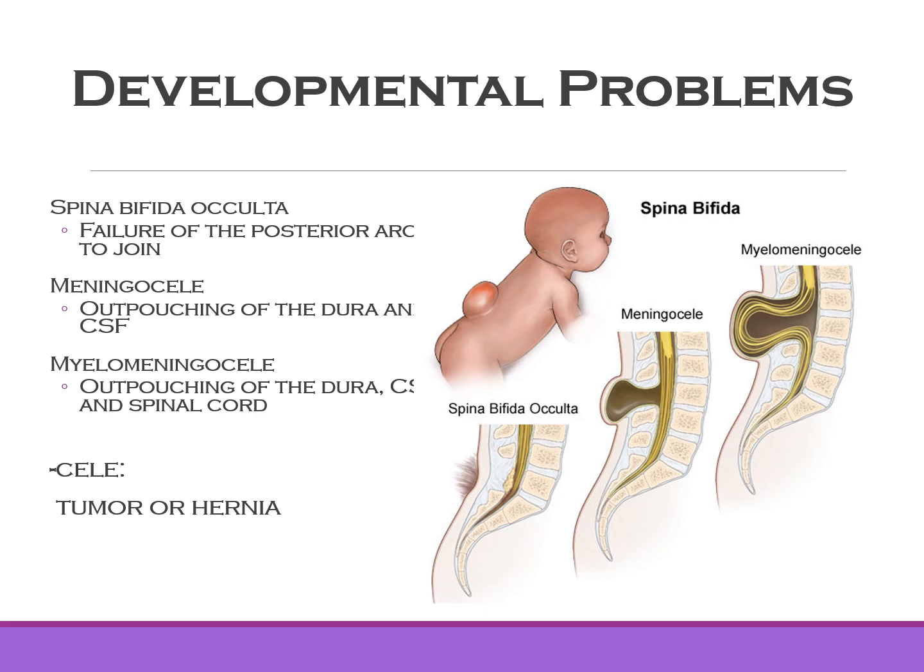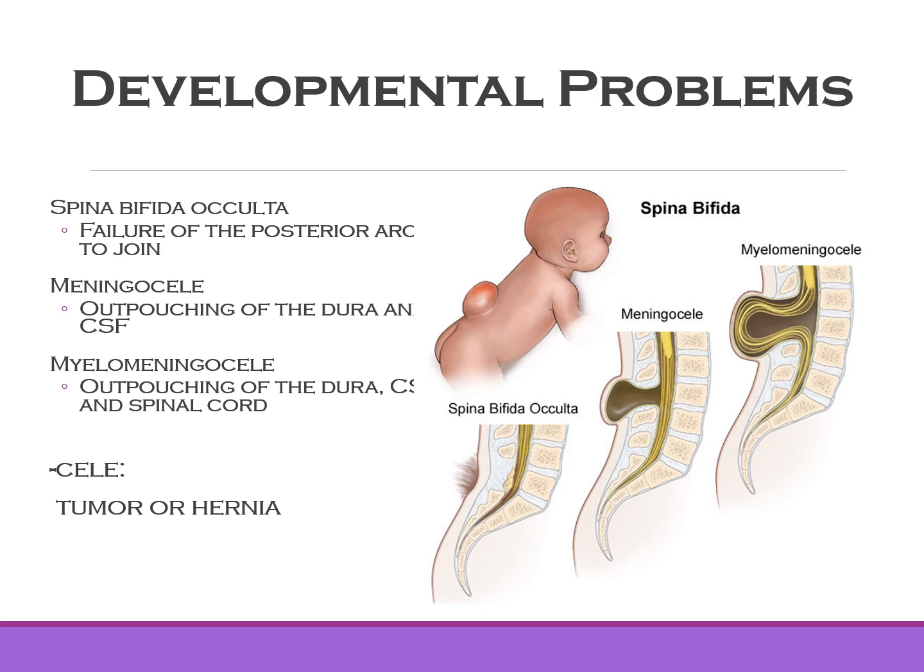Meningeocele, outpouching of the dura. So remember, our pia, arachnoid, and dura are our meningeal layers. So outpouching of the dura and CSF. Myelomeningocele, so myelo is telling me that it's the cord, and meninge is telling me that it is the meninges. So remember, pia, arachnoid, dura. So this is an outpouching of the dura and the cord here. And we're going to see that cerebral spinal fluid in there as well.